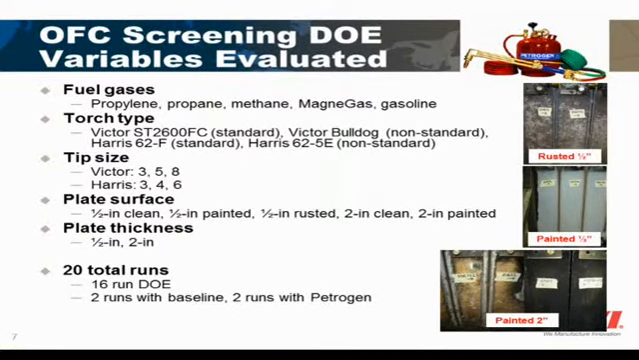So the output of this was a 16-run DOE with 2 runs with the baseline condition that's currently being used. And then the Petrogen, due to the design of the system, didn't quite fit the model of the DOE, so we added a couple of trials for that instead of having it inside the DOE. So for our results, I'm sorry, I forgot a key point here.